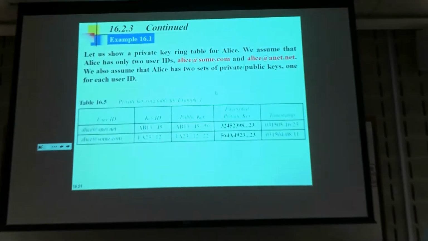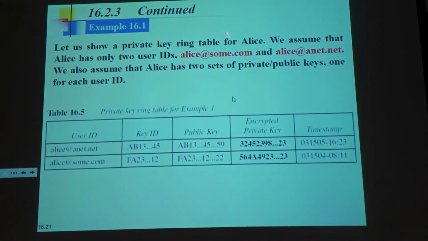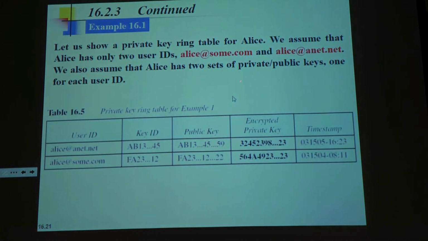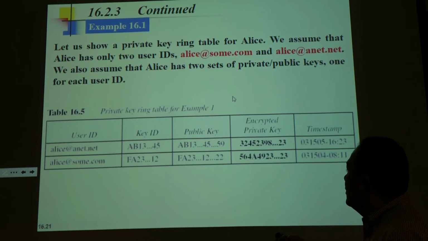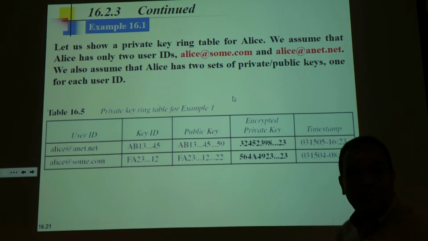So this is an example. Let us show a private key ring table for Alice. We assume that Alice has only two user IDs, this one and this one. We also assume that Alice has two sets of private and public keys, one set and another set. Look at here: the user ID is usually the email address. The key ID, what is it? Maybe the first 64 bits of the public key. So AB13 up to 45 is the first 64 bits of the public key.